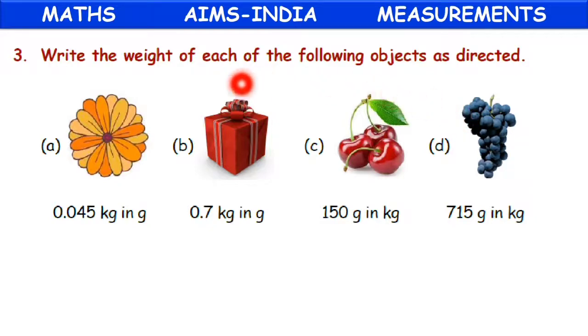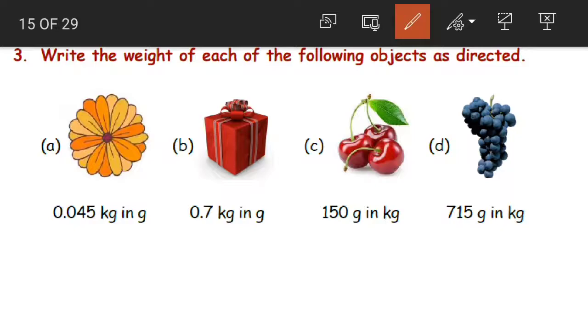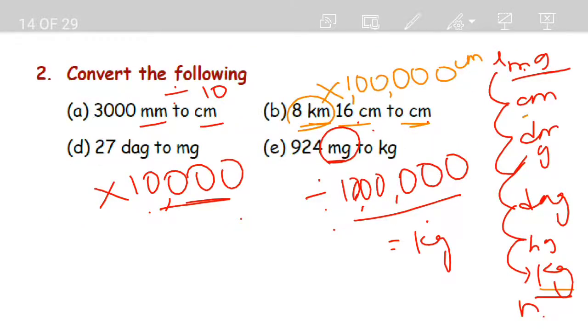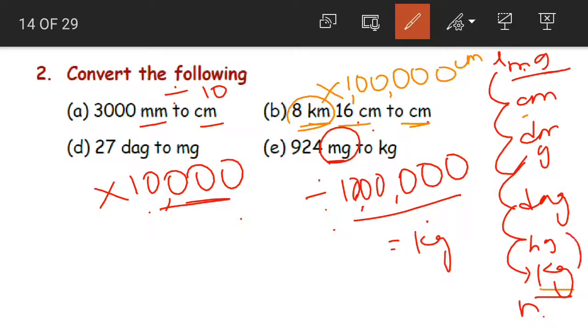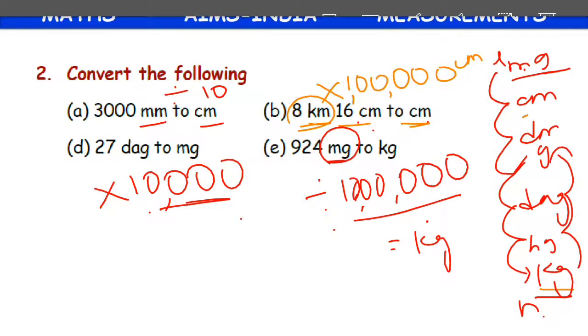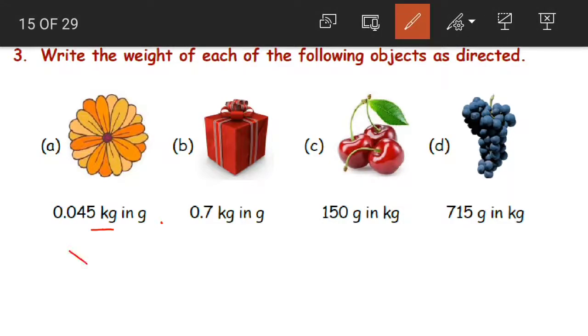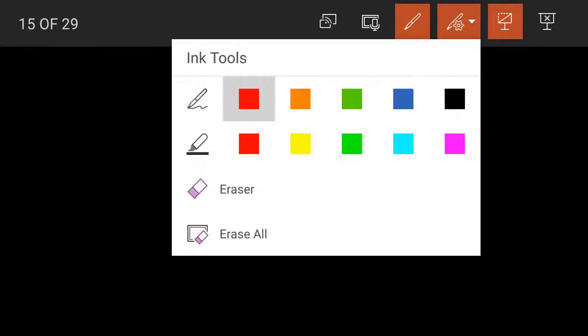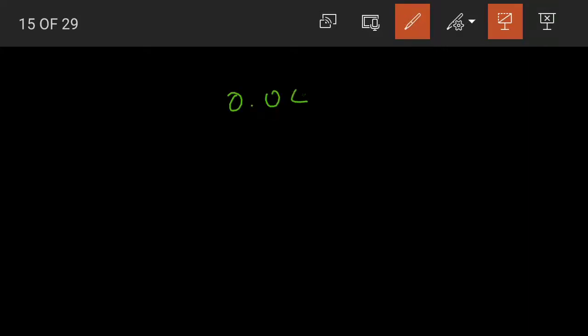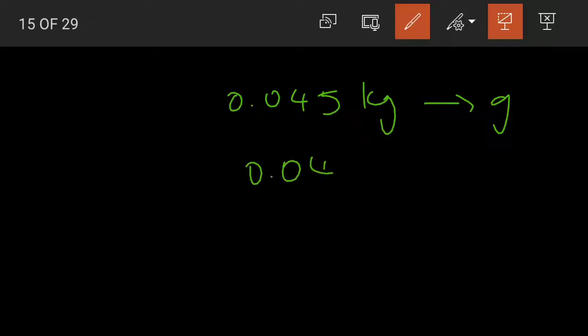Now next, write the weight of each of the following objects as directed. Again this is also conversion of the weights. First is kilograms into grams. 1, 2, 3. We need 3 jumps. So we need to multiply by 1000. Yes or no, children? As it is higher to lower, we are multiplying. 0.045 kilograms converted into grams. 0.045 multiplied by 1000 grams.